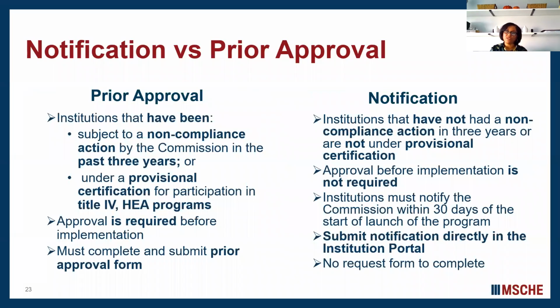Now, what is the difference between notification and prior approval? Prior approvals are required for institutions that have been subject to a non-compliance action by the Commission in the past 3 years. And this includes issued or continued warning, probation, or show cause. Or the institution is under a provisional certification for participation in Title IV HEA programs.